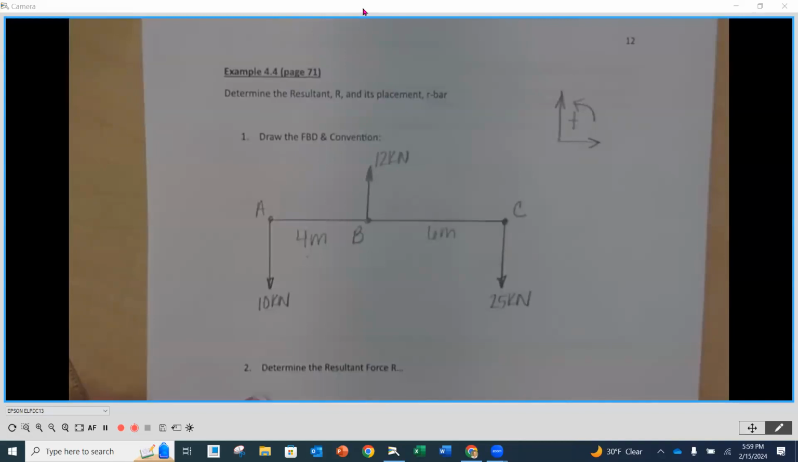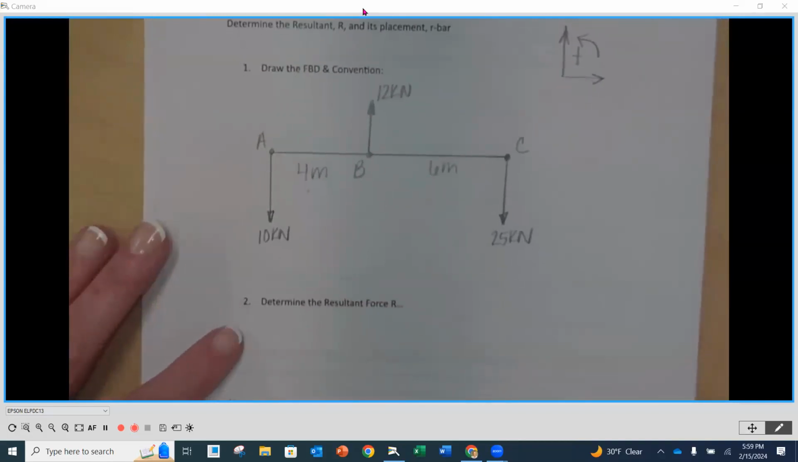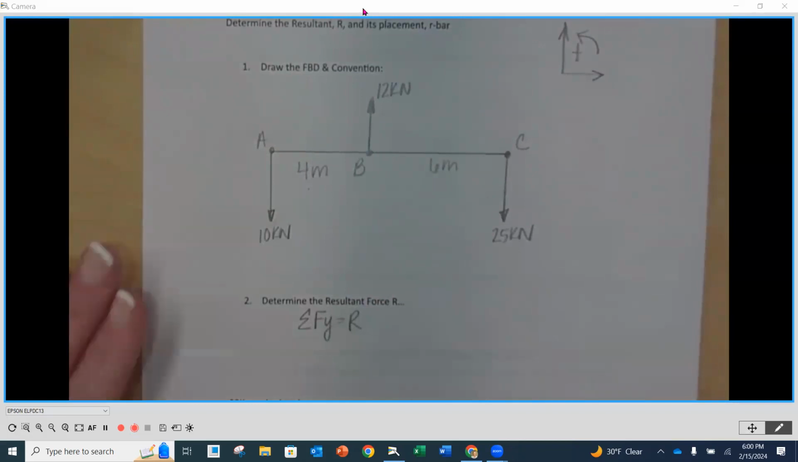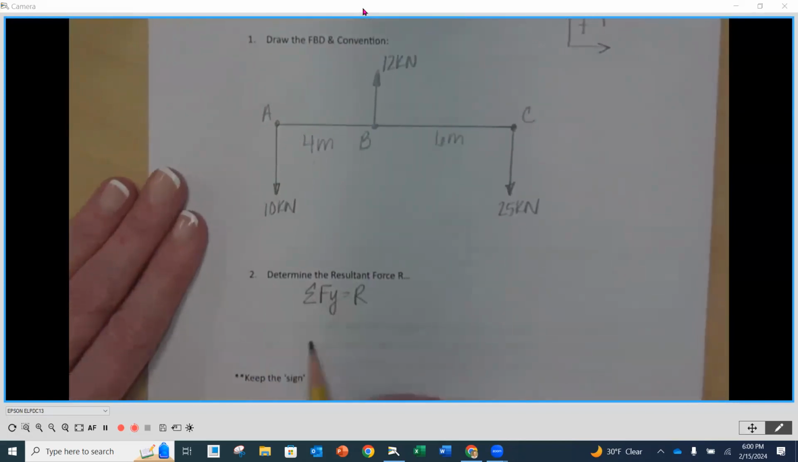We want to find our resultant force. Okay, that's the second step, I should say. So first step is diagram and convention, and then we're going to do our resultant. So now notice that all of our forces are in the Y direction. So we're going to sum our forces in the Y, and that's going to equal our resultant. So we're going to start by saying exactly that. Sum of forces in the Y equal to the resultant.